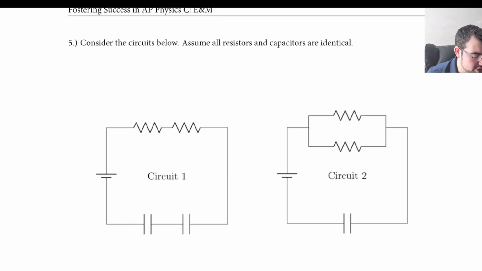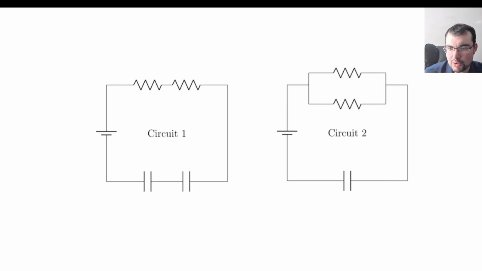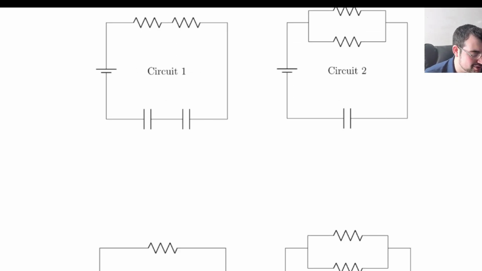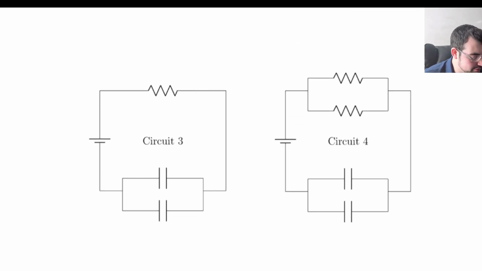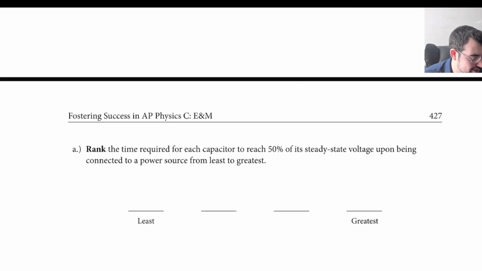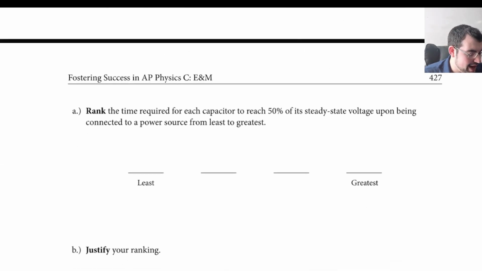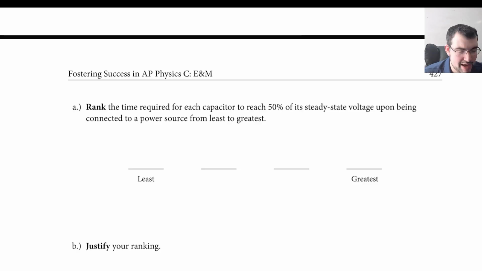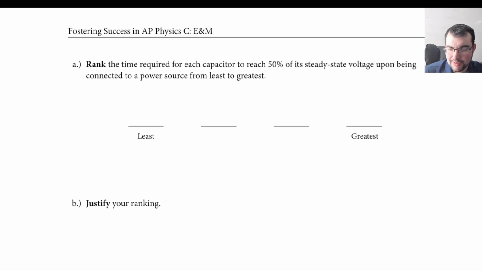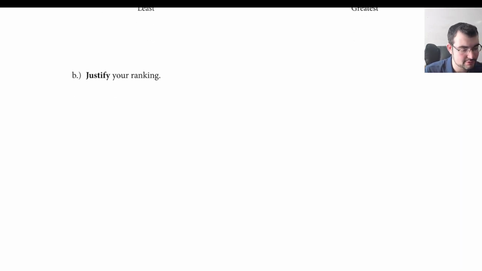All right, this is a much more typical question, ranking charge time. We have most of the combinations of resistors and capacitors that you can come up with if you have 1 or 2 of each. We're going to rank the time required for each capacitor to reach 50% of its steady state voltage upon being connected to the battery. So this is basically the half-life. It isn't the time constant, but it's proportional to it. It's off by a factor of log 2.